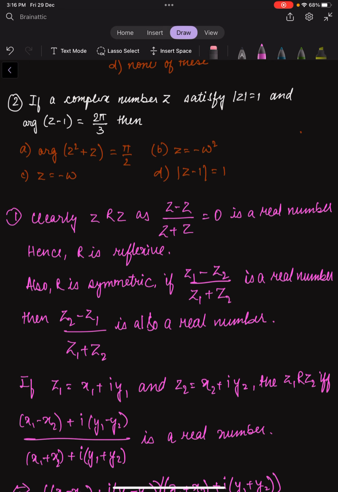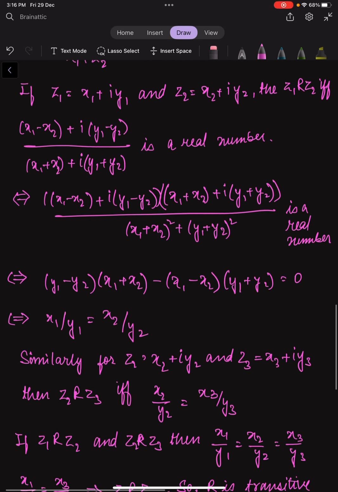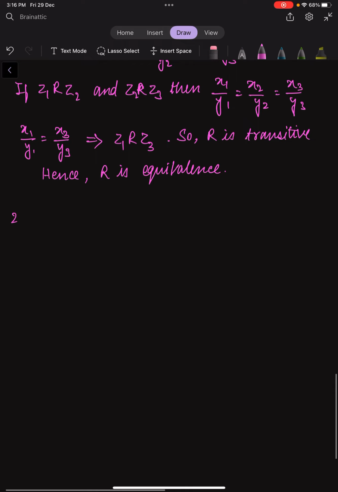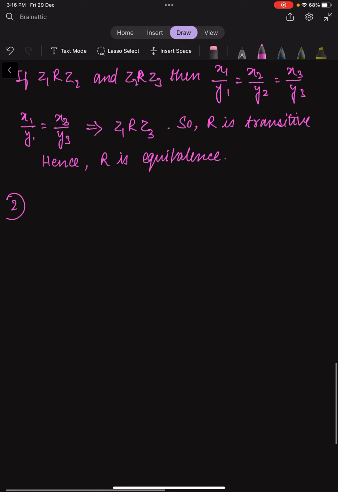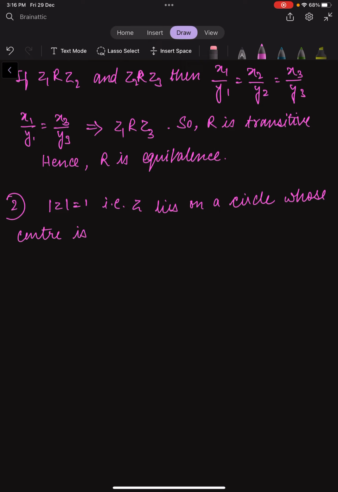If complex number Z satisfies amplitude Z equal to 1 and argument (Z minus 1) is equal to 2 pi by 3, then we have few options. Again, this is also a multiple option type question. So we'll solve this question. So amplitude Z equal to 1, that is Z lies on a circle whose center is at origin and the radius is 1.